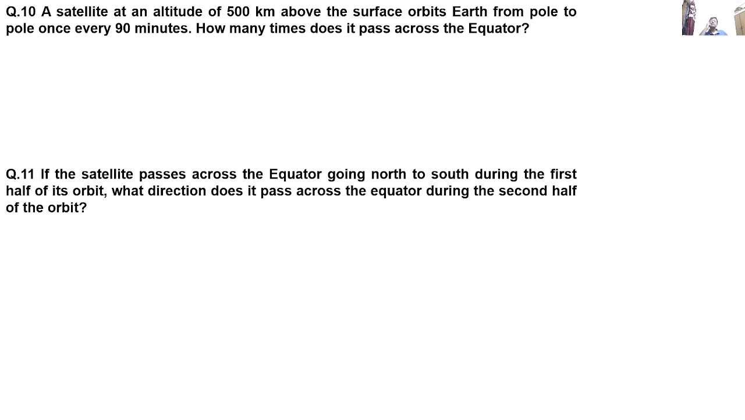Now, some very small questions just to understand how satellites propagate or orbit around the Earth. I think there would be a list of 5 questions to understand this. The first question is that a satellite at an altitude of 500 kilometer above the surface orbits Earth from pole to pole once every 90 minutes. How many times does it pass across the equator?